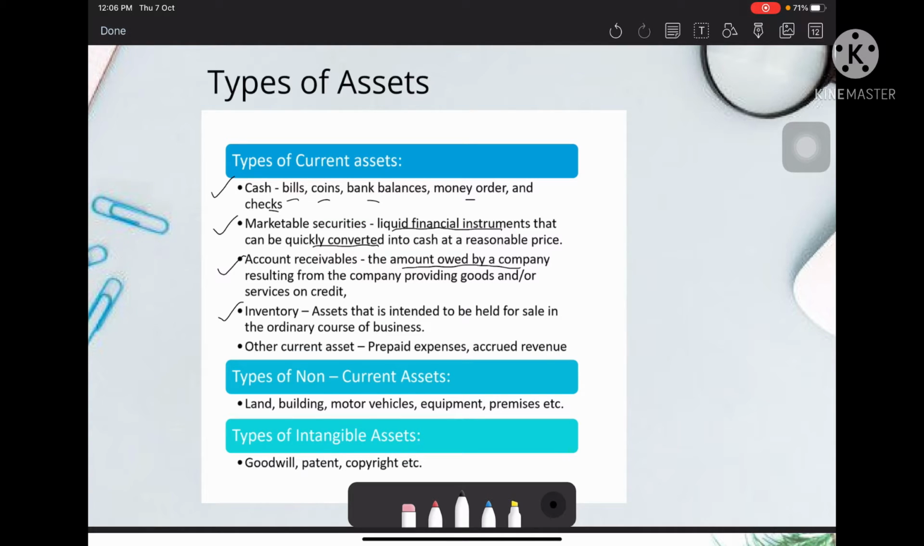And then the inventory. This is our stocks. Stocks are assets intended to be held for sale, so we will sell them later in the ordinary course of business. And then the other current assets like the prepaid expenses, the expenses that we pay in advance, or the accrued revenue. The accrued revenue means the revenue earned but not yet received. It means the transaction has happened and is stated in the statement, but the cash is not really received by the company.